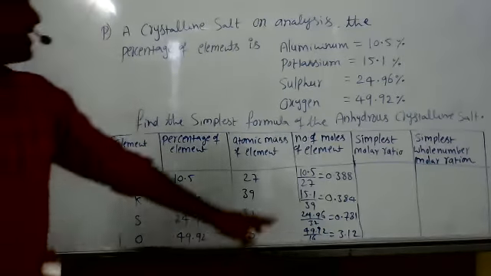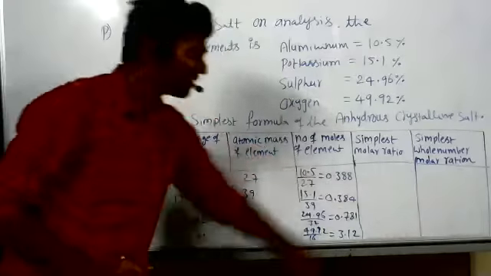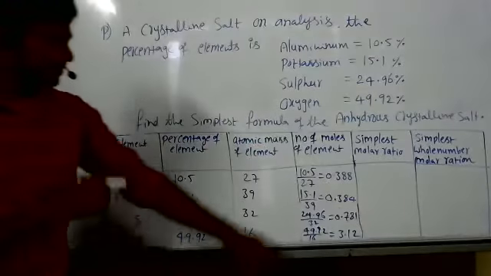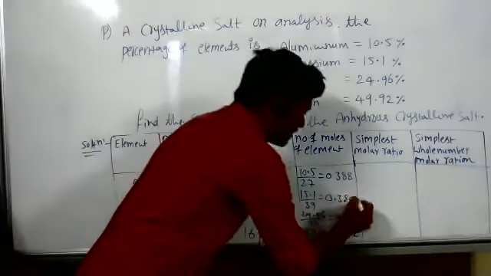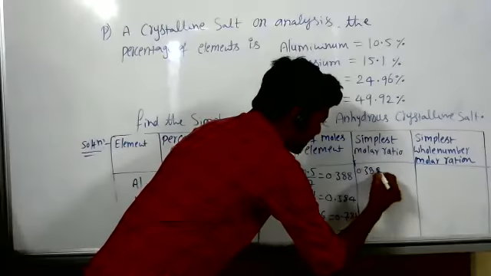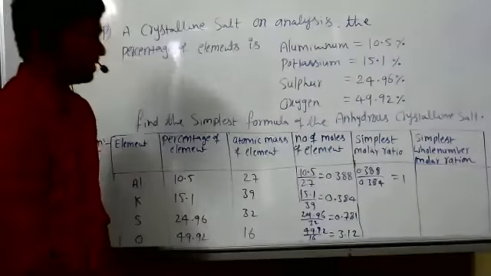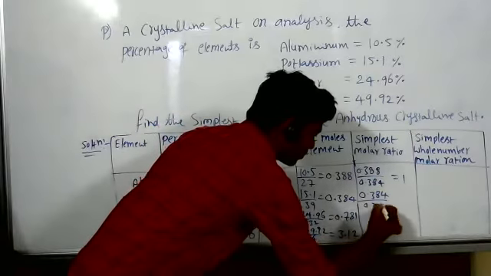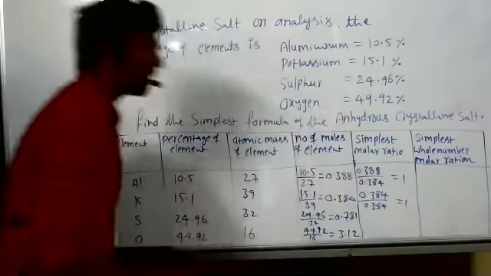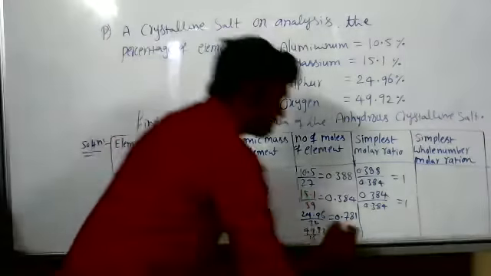Now here the point is important. How much are you getting as the simplest molar ratio? Be careful. Your smallest number is this only, right? Yes, sir. So this by this, 0.388 by 0.384, almost 1 only, right? Yes, sir. Next one also 1. Next one, 0.781 divided by 0.384, approximately 2. Yes, sir, approximately 2.